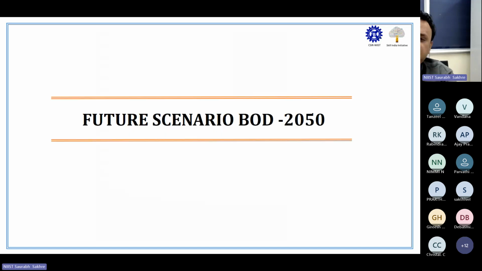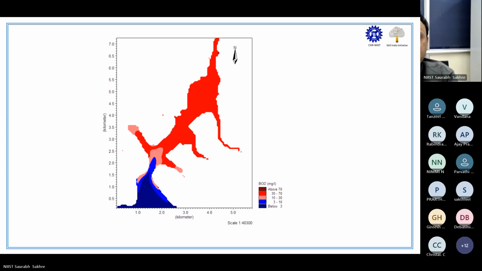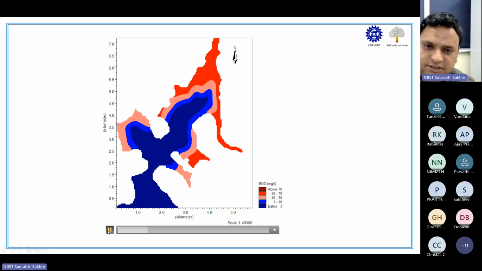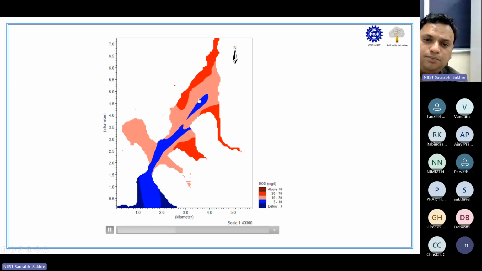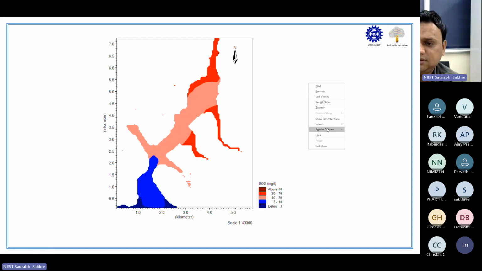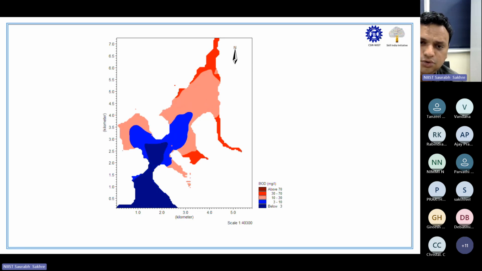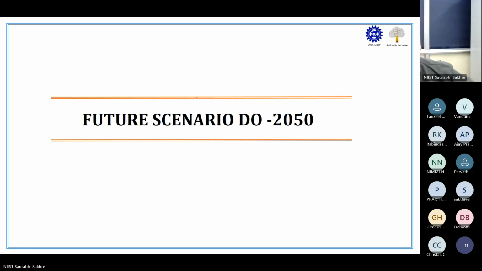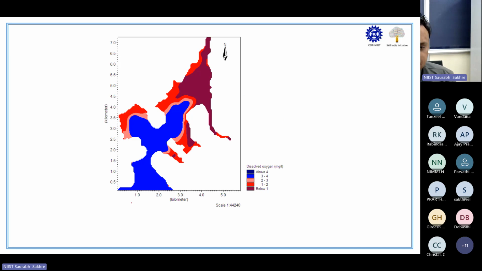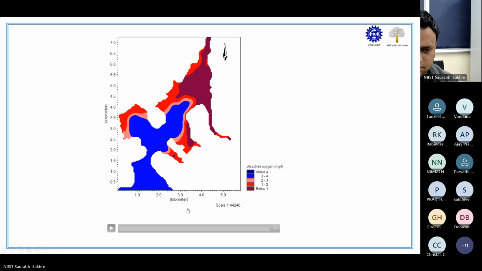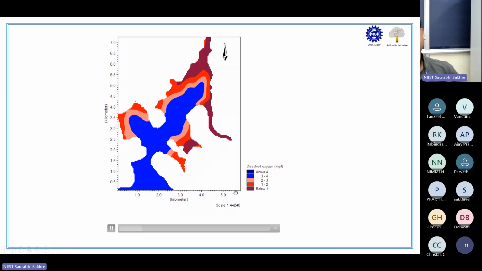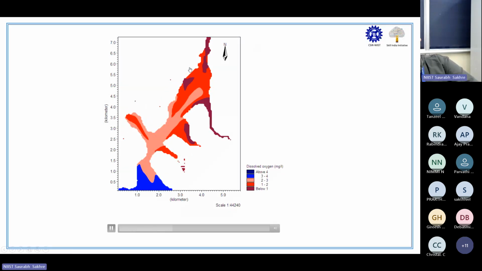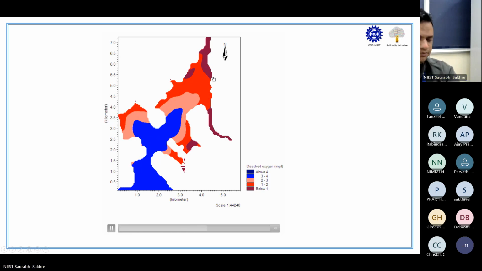And similarly, then we will see for the 2050. Now, when we are going to 2050, I told you that we are assuming more treatment is there. So you can see that blue area is going up to the top where I'm moving my cursor. Blue area is going up to the top, up to this point, which was not going in 2034. Similarly, DO in 2050, that is also going up to the high regions.